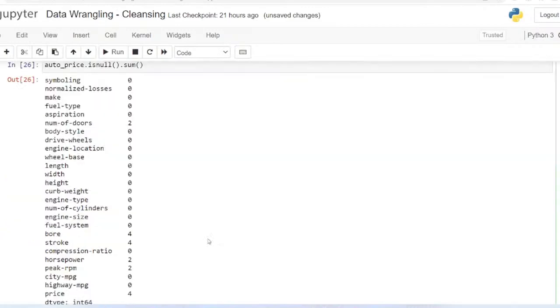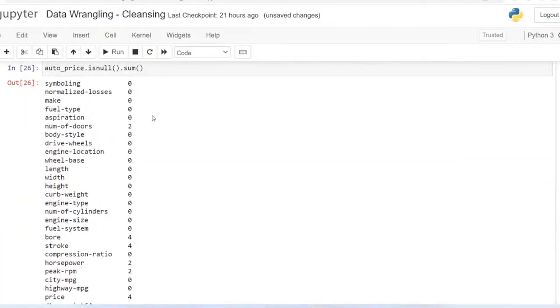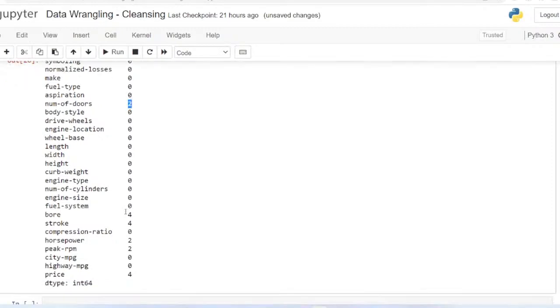Once you have seen them, what is next? Next, you can see that in this case we have got two missing values in number of doors. In bore you have got 4 missing values. In stroke you have got 4 missing values. In horsepower you have got 2 missing values. In peak RPM you have got 2 missing values. And in price you have got 4 missing values. Total number of samples was 205.